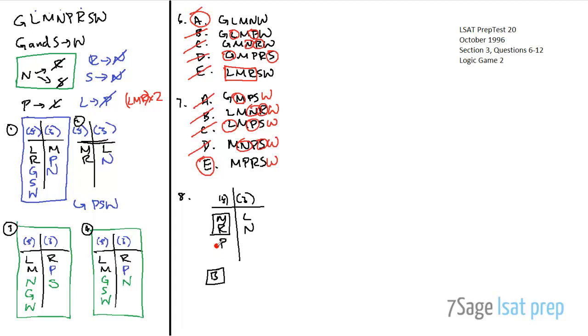The other way you can figure it out is that if you didn't do this work up front, then just P implies no L, which means that if L is not in, M and R have to be in, right? According to this rule right here. Okay, moving to number 9.